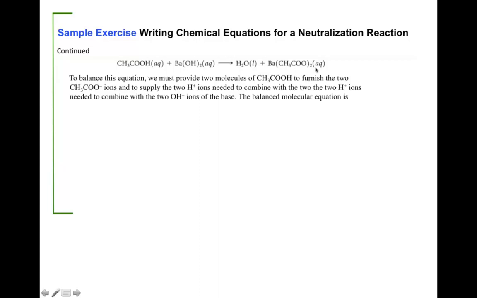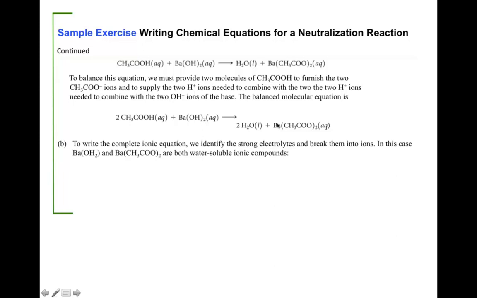And as I mentioned, we have 2 molecules. We need to provide 2 molecules of acetic acid. So in that way, we can have 2 of the acetate. And as well, we add 2 hydrogens here because we're going to add that 2. So that means that we're going to produce 2 molecules of water. So now we have a balanced equation. Now we have 2 acetates here that are balanced, plus we have 2 hydrogens that will react with these 2 hydroxides to produce the 2 molecules of water, and we have 1 barium and 1 barium.